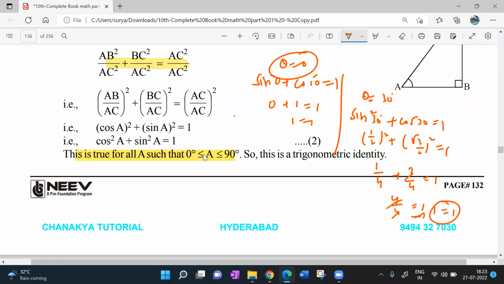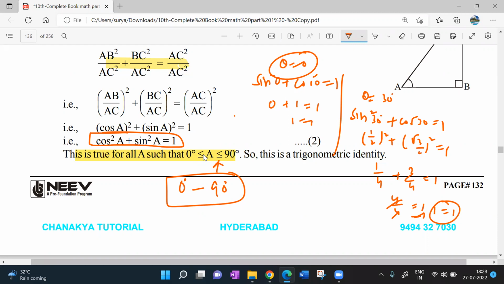Check. So for any value you take from 0 degrees to 90 degrees, it will always be true. Which one? This identity. Hope you are getting my point, what I am trying to say here. 0 to 90 degrees, anything you take.